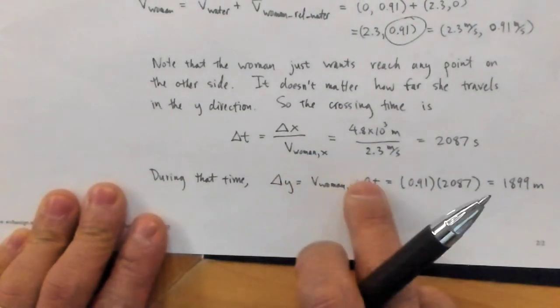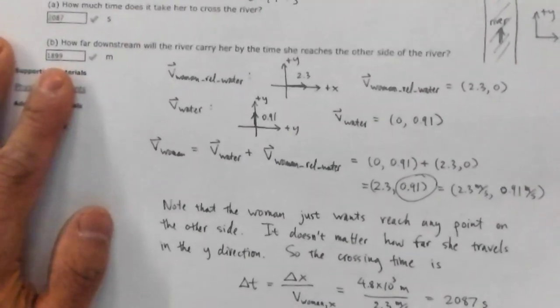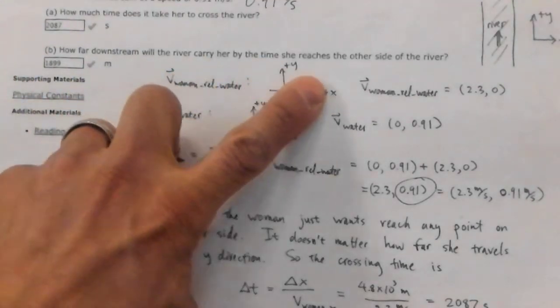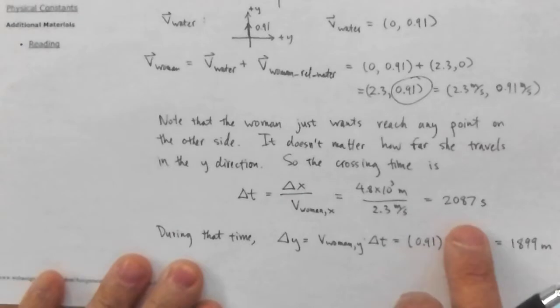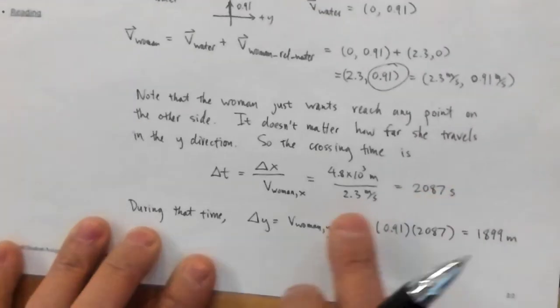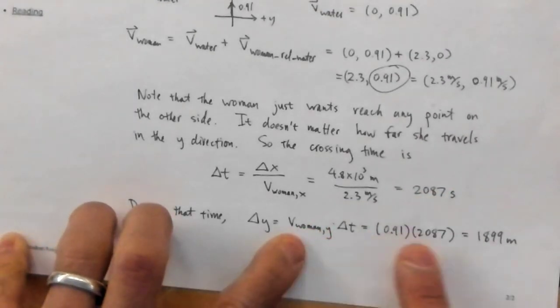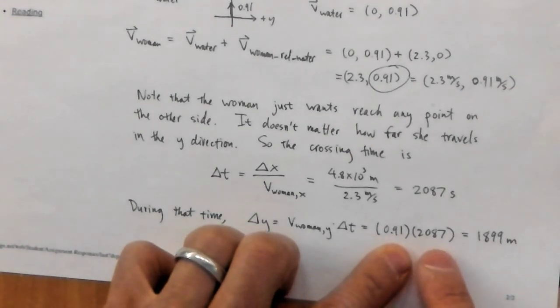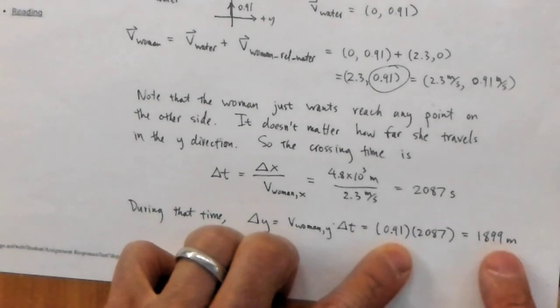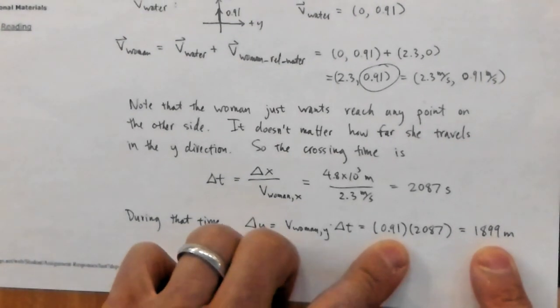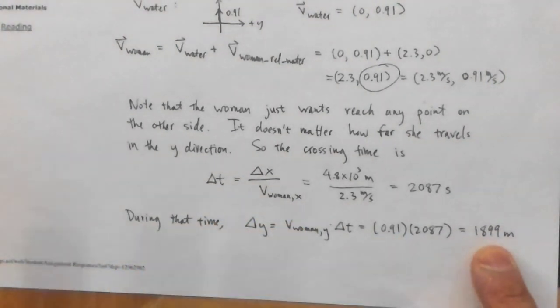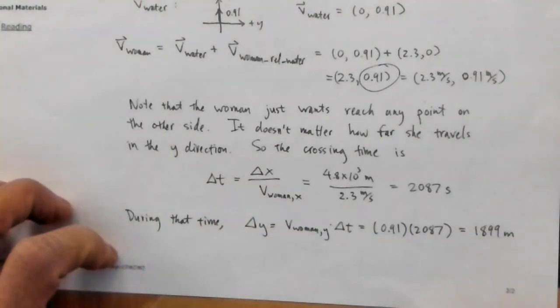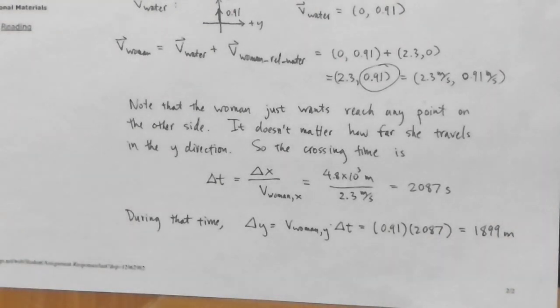Now, the river does make an appearance in the second part of the problem. How far downstream will the river carry her? Now that you know how much time, you can calculate how far the woman drifts down. It will just be 0.91 times the time, 2,087, and that comes out to 1,899 meters. Any questions about that? Okay, I'll see you guys tomorrow.